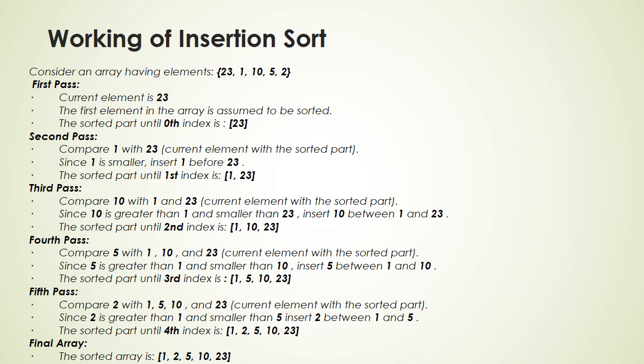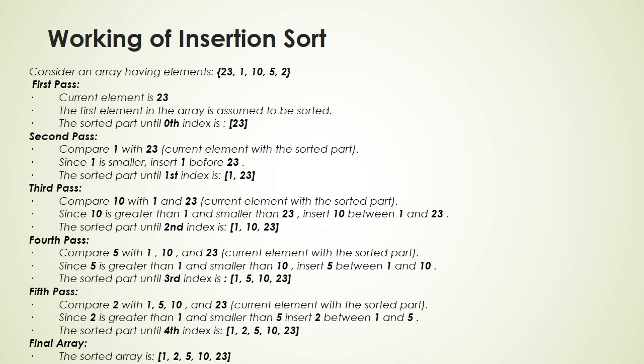In the third pass, compare 10 with 1 and 23. The third element is 10, so we have to compare with 23 and 1. Since 10 is greater than 1 and smaller than 23, insert 10 between 1 and 23. Now our sorted list is 1, 10, 23. In the fourth pass, compare 5 with 1, 10, 23. Since 5 is greater than 1 and smaller than 10, insert 5 between 1 and 10. The sorted part until the third index is 1, 5, 10, 23.